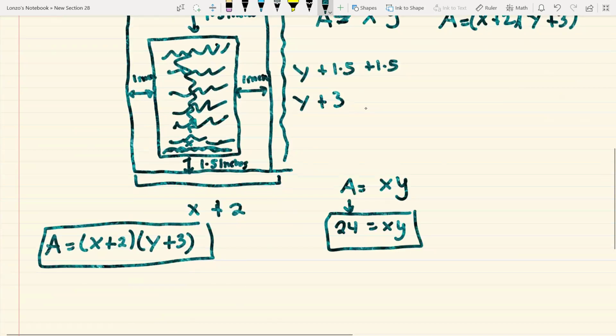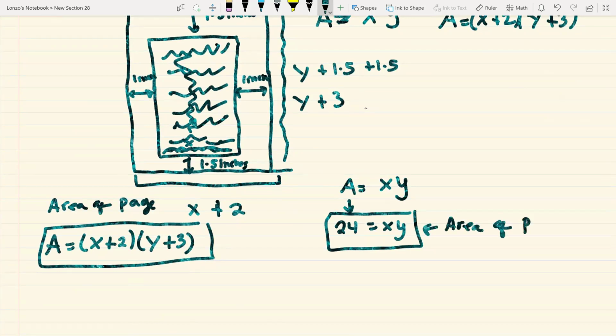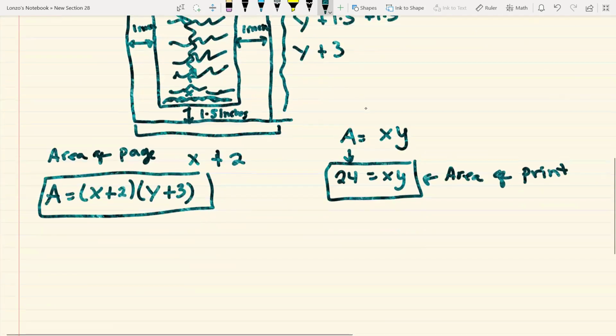So this area is the area of the page, and this area is just the writing, or the area of the print. Okay, so we found our two equations. Now we're going to substitute.